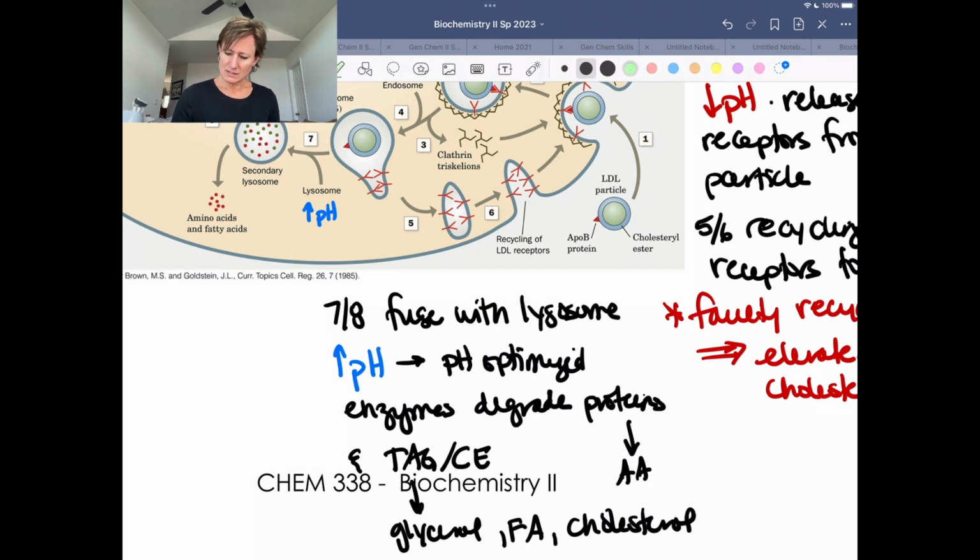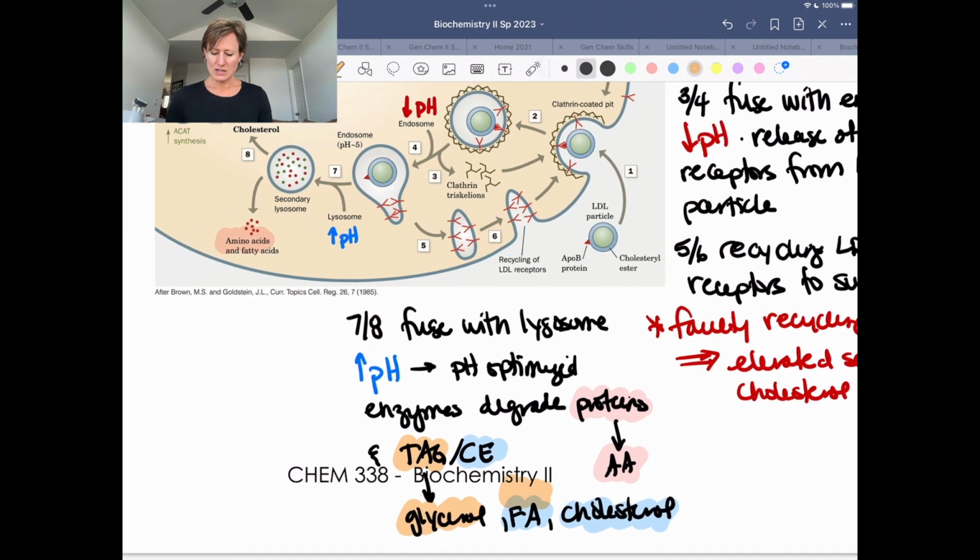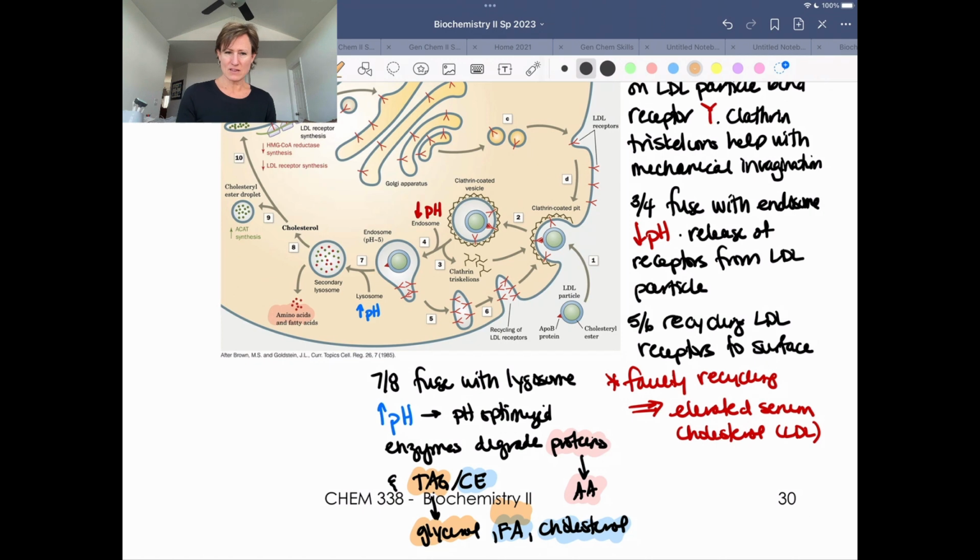Okay, and so we can see here just highlighting, we've got proteins being made into amino acids. We've sort of got those there. Our cholesterol esters are going to be made into fatty acids and cholesterol. And then our triglycerides are going to be made into glycerol, and that also is a component for fatty acids.